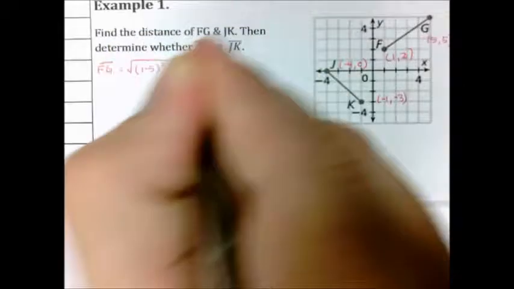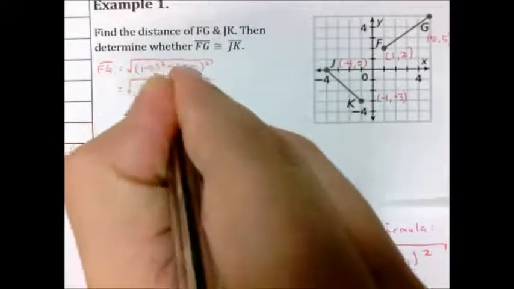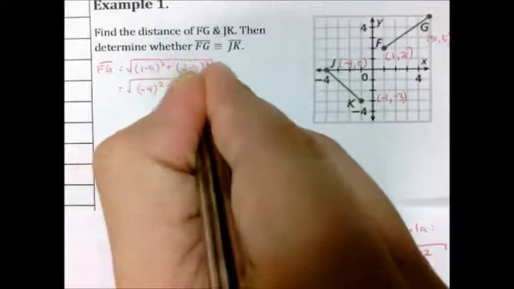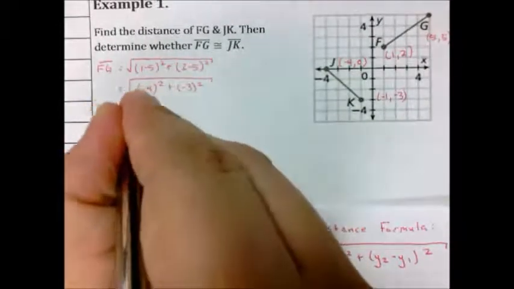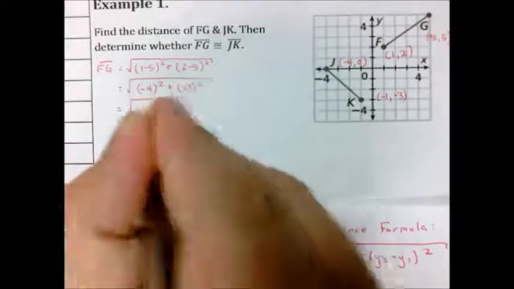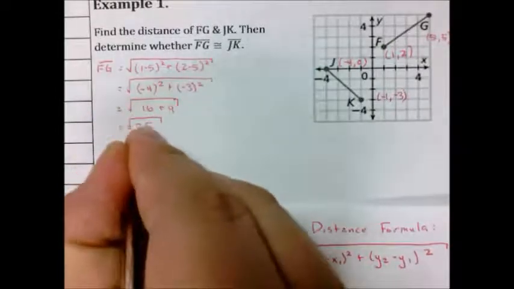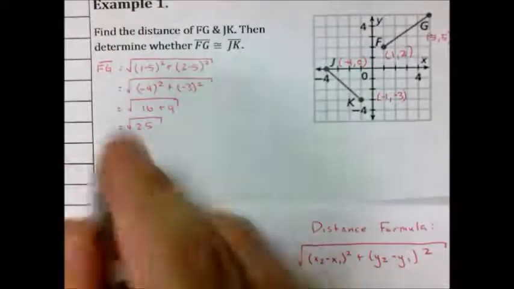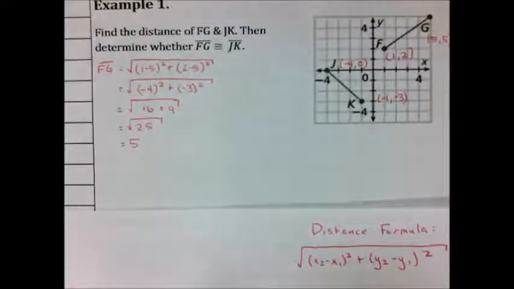All right, we're going to take the square root of all of that. So now it's just solving, doing some math here. And we know 1 minus 5 is a negative 4 squared, plus 2 minus 5 is a negative 3 squared. Negative 4 squared is 16, plus 3 squared is 9. And if we do that, we get the square root of 25, which we know is just 5. And so that is the distance of line FG. Okay? So we found the distance of line FG.